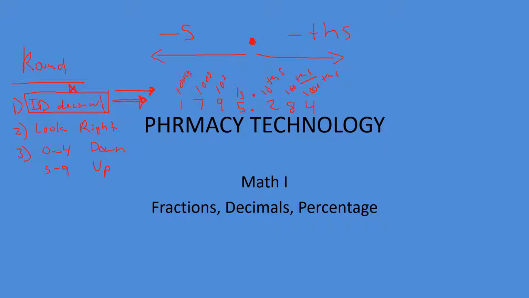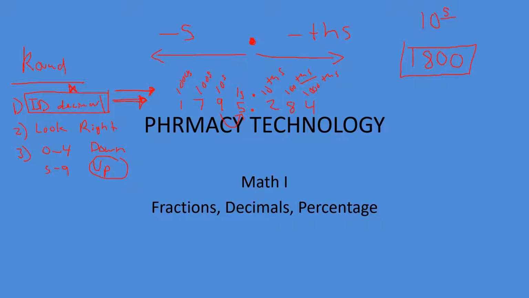So for this number, let's round to the nearest tens. What number is in the tens position? This is the 9. Where do we look? To the right. What number is to the right of it? A 5. If it's a 5, what do we do? We round up, so the 9 becomes a 10. We carry the 1, so it is going to be 1800. That's rounding to the nearest tens.